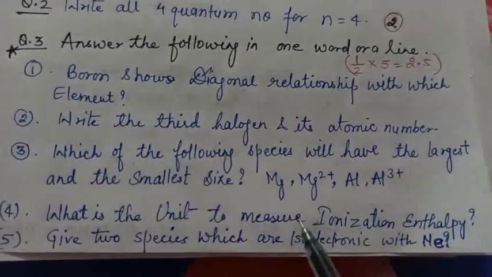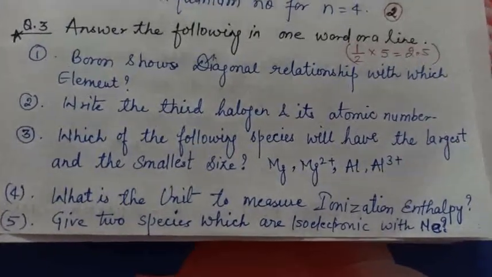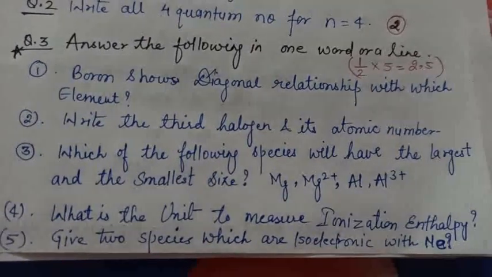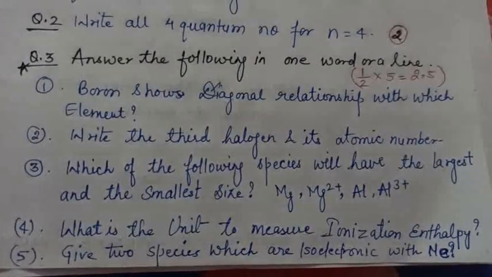Then 2 units I have taught of measuring ionization enthalpy. If both are correct by all means, then half mark. And give 2 species which are isoelectronic with neon. So 1 cationic, 1 anionic. This is the condition. Then I'll give you half mark.